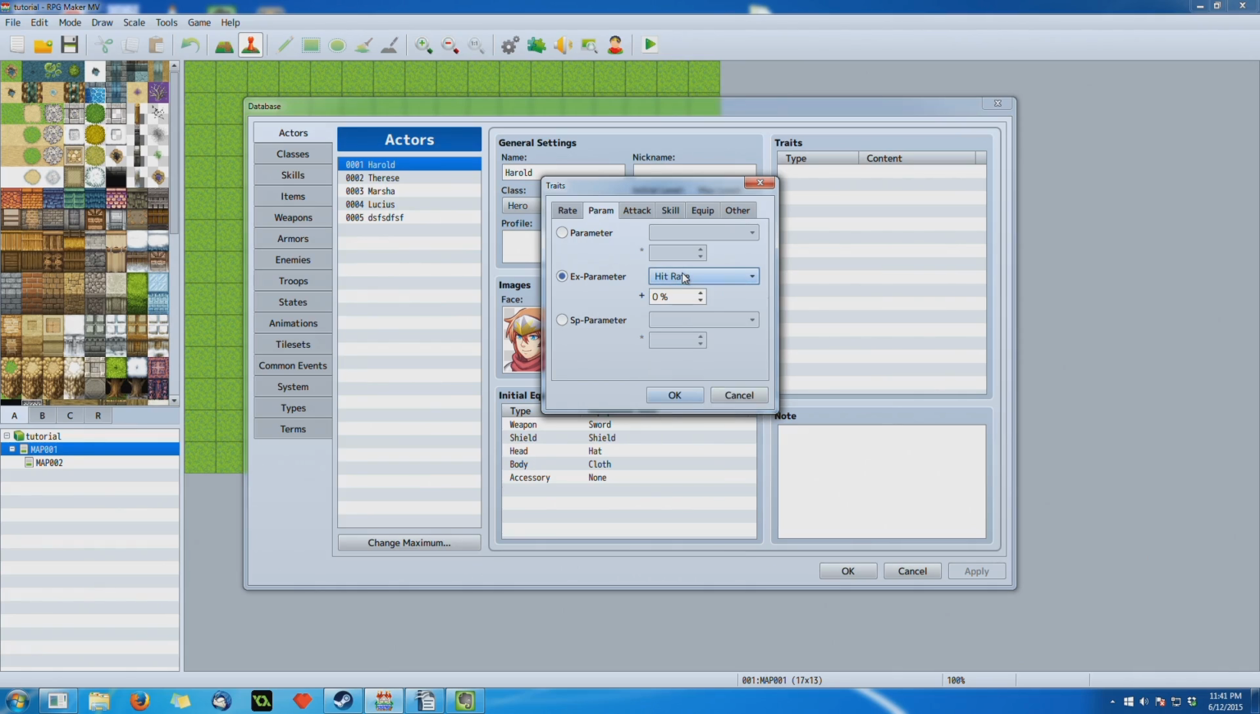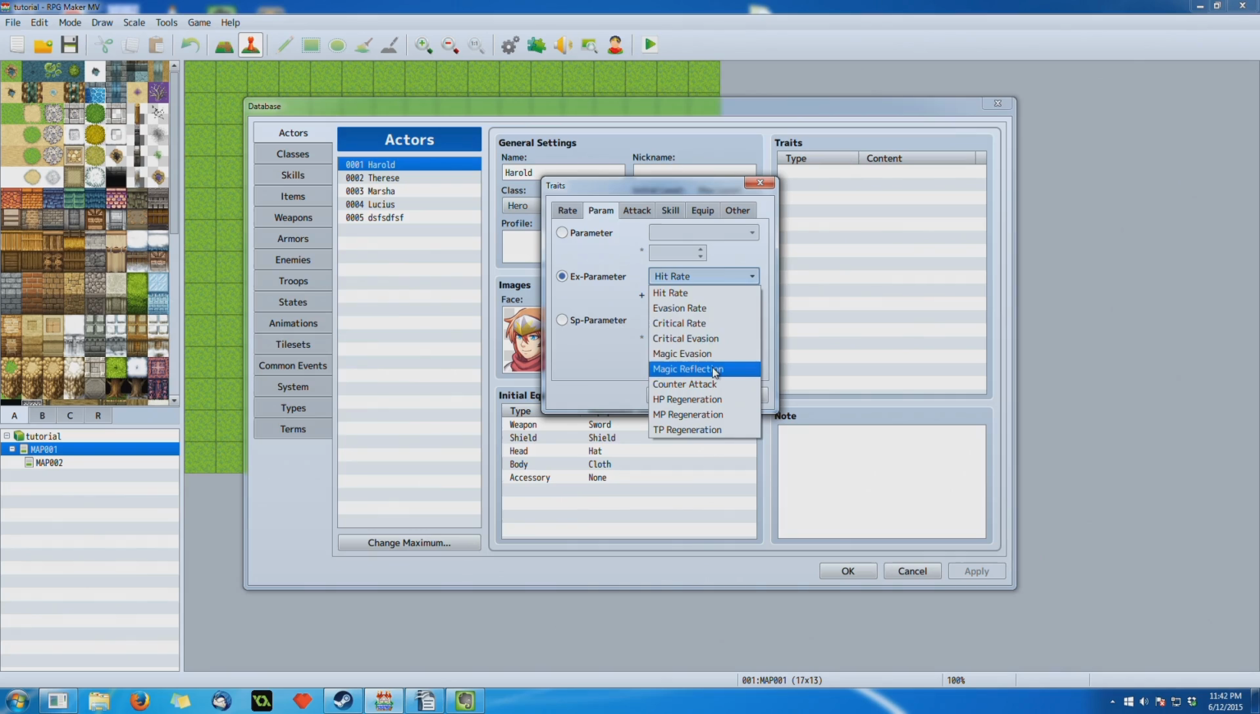Then there's the critical evasion, and that's obvious, that's just like the evasion rate, and that is the chance of you dodging a critical attack. So criticals don't hit 100% of the time, you can dodge them. Then we have the magic evasion right there, and once again that's the same as evasion rate, just evasion rate is for physical attacks, so I didn't mention that, but evasion rate is for physical attacks, and magic evasion is for, like fireballs and all that.